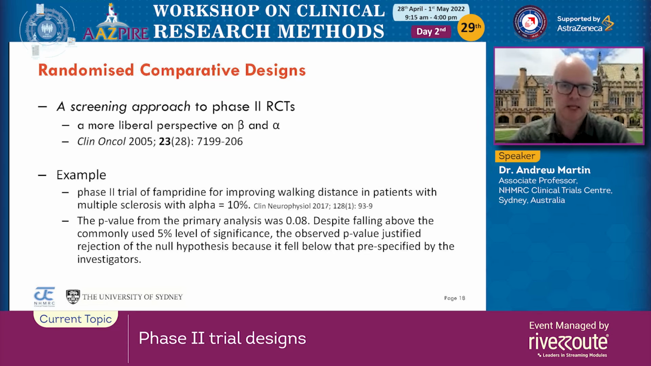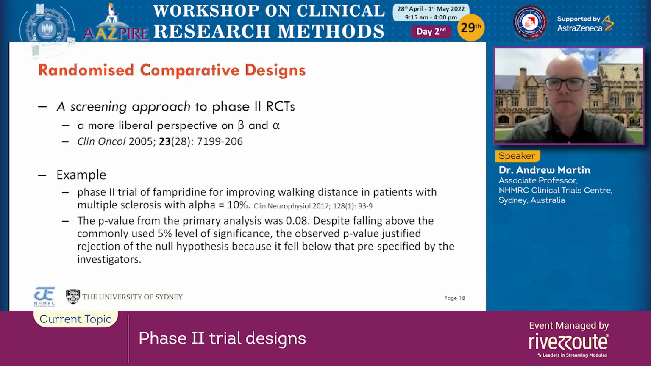And ultimately the p-value from the primary analysis from this trial was 0.08. So that falls above the commonly used 5% level of statistical significance. But because a 10% alpha was pre-specified, the conclusion is that further evaluation should be performed, because the observed p-value of 8% is below the pre-specified threshold of 10%.